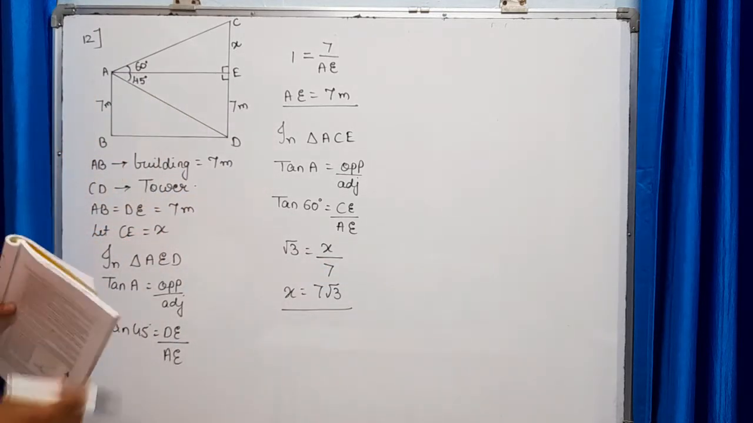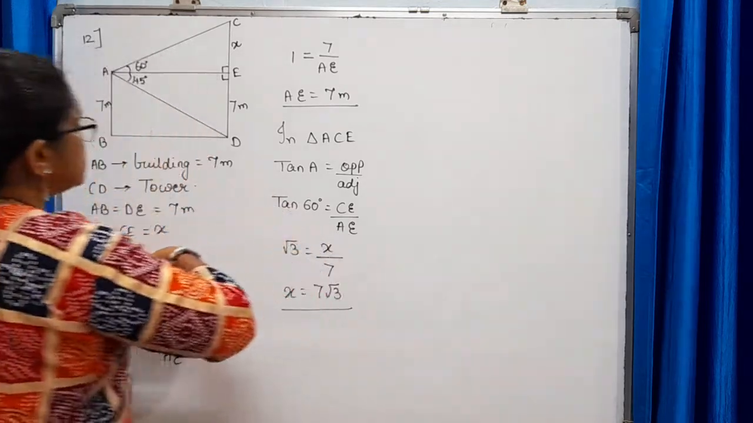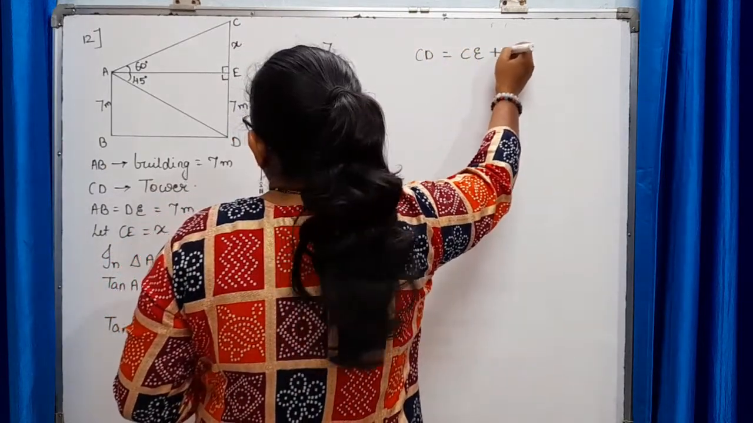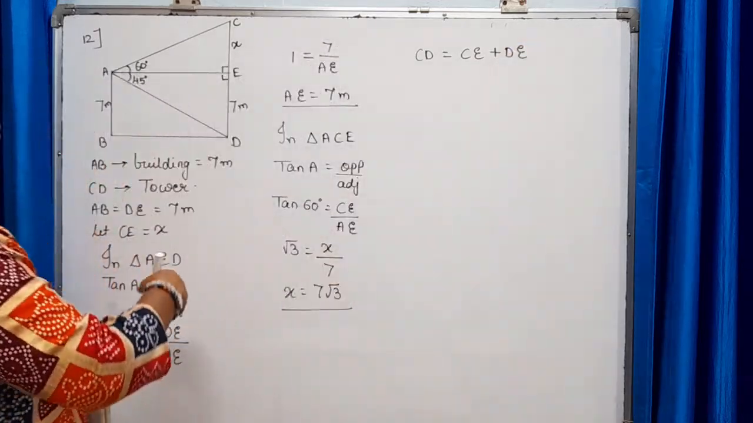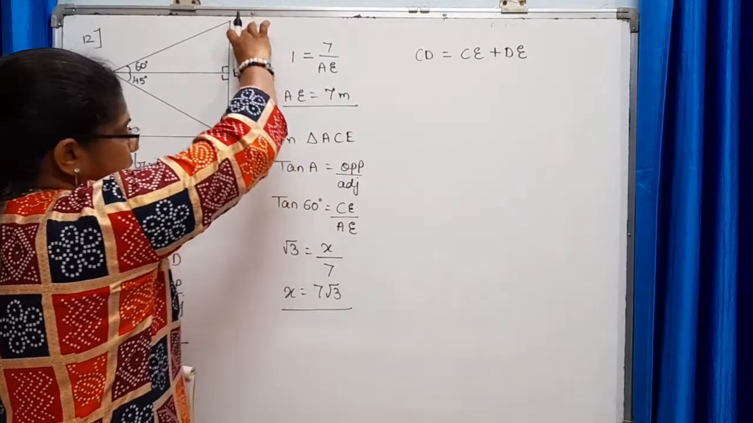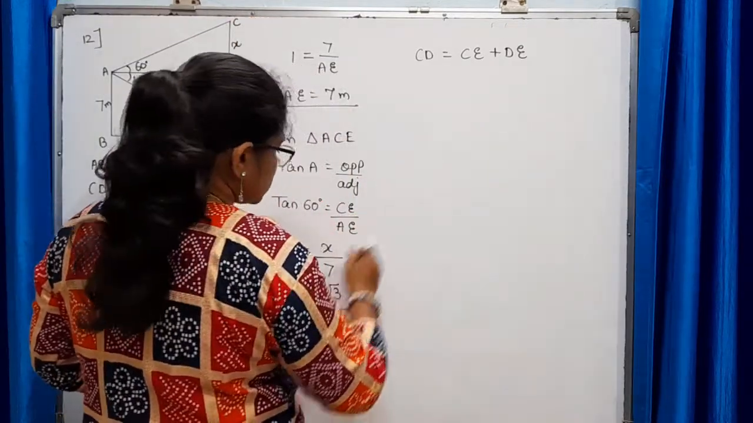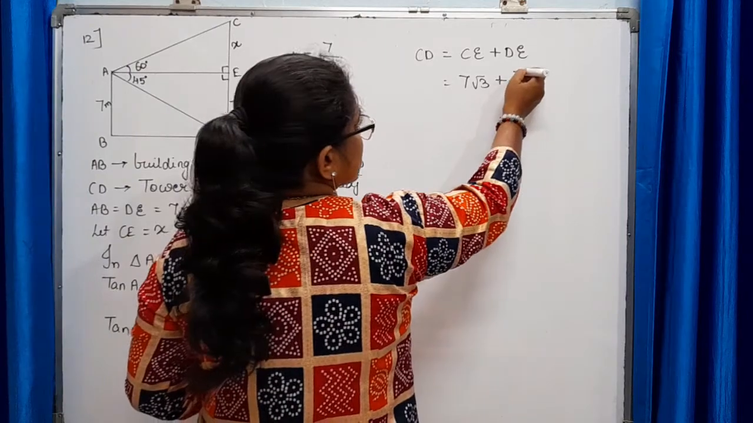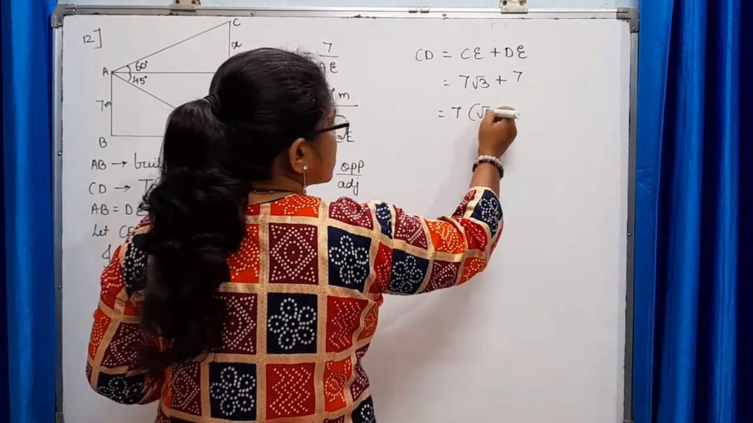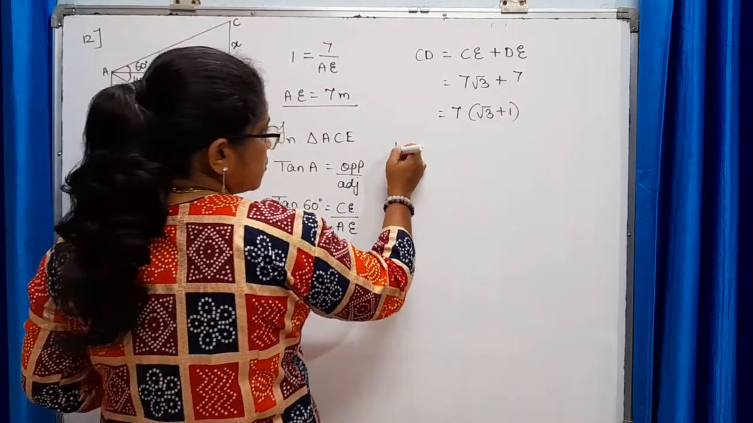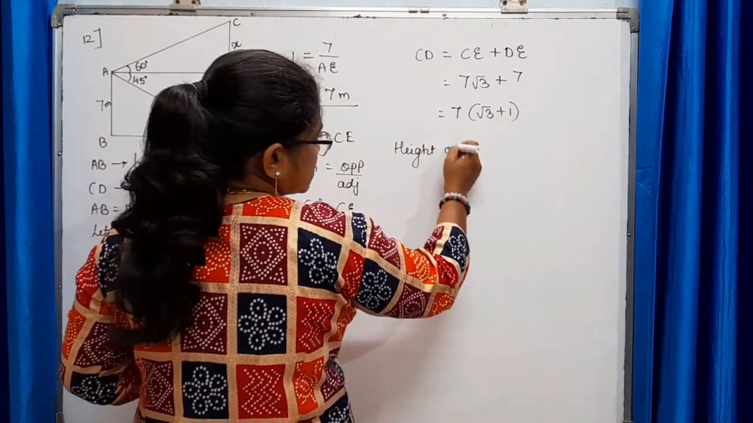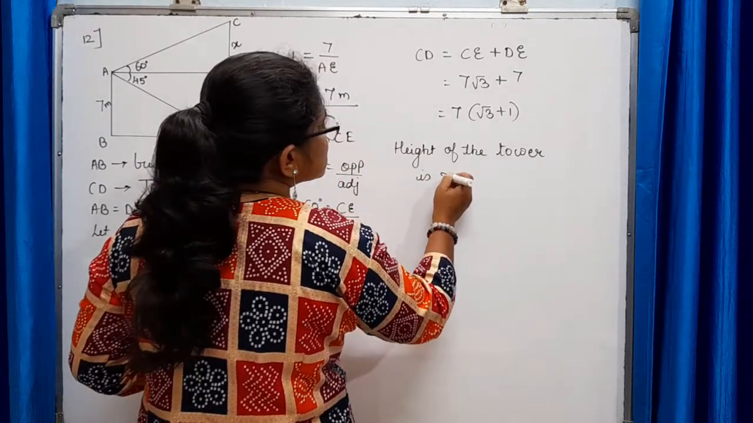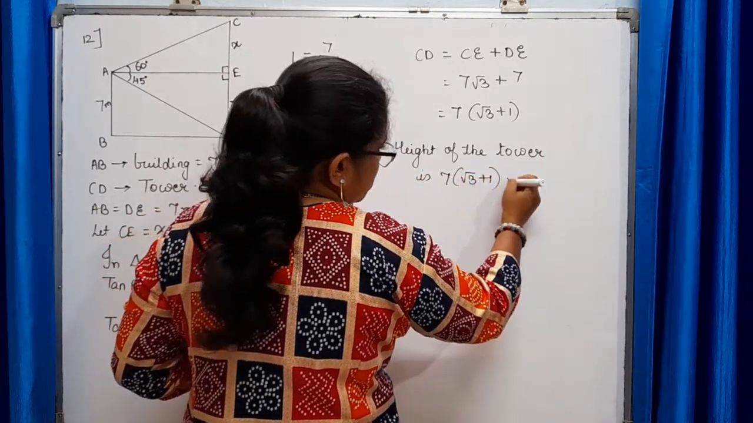Okay. Now, what we have to find? We have to find the height of the tower. Now, what is our tower? CD. CD is CE plus DE. CE is X, which is 7 root 3, and DE is 7. We can take 7 common: 7 into root 3 plus 1. So, height of the tower is 7 root 3 plus 1 meters.